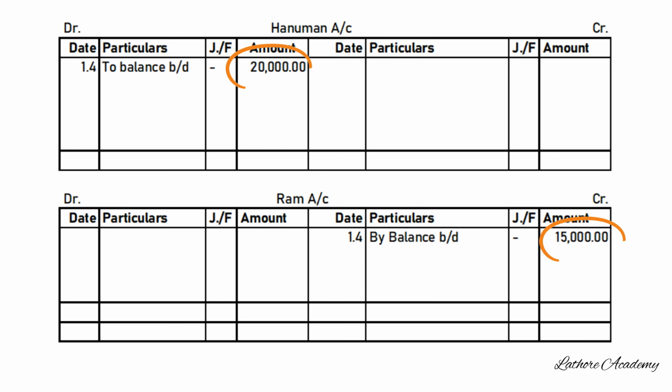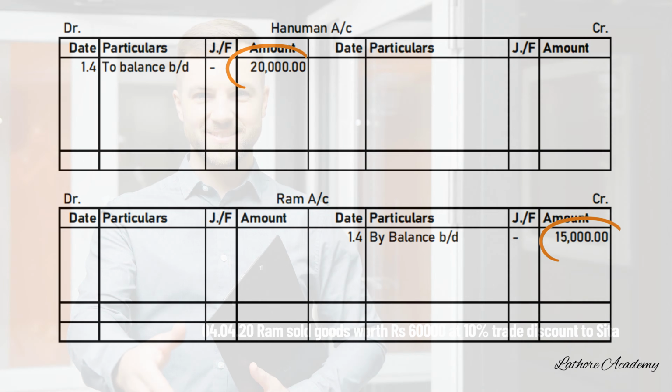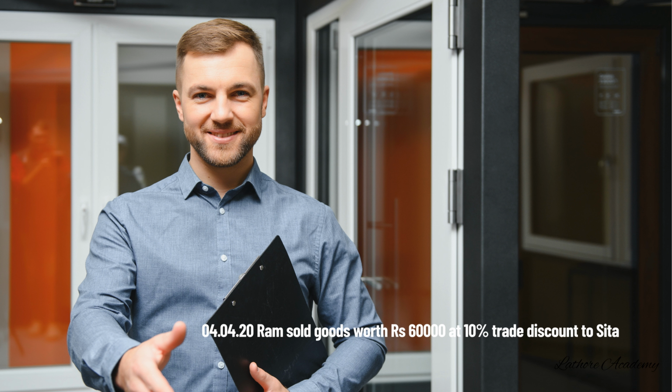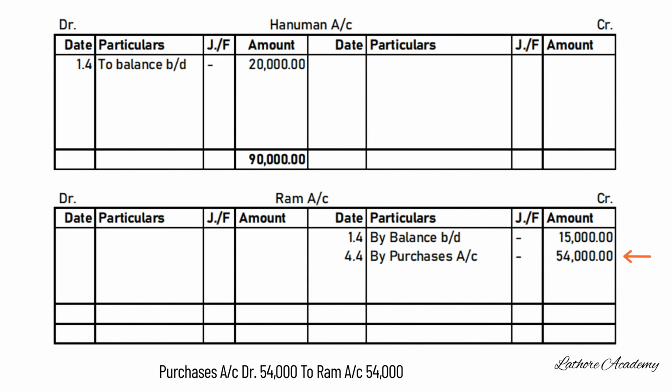Moving on to the transactions now, let us start understanding the transaction. On 4th April 2020, Ram sold goods worth 60,000 rupees at 10% trade discount to Sita. So in this case, Ram is selling goods, meaning Sita is purchasing. We are purchasing goods from Ram. So in this case, the journal entry will be purchase account debited to Ram account.